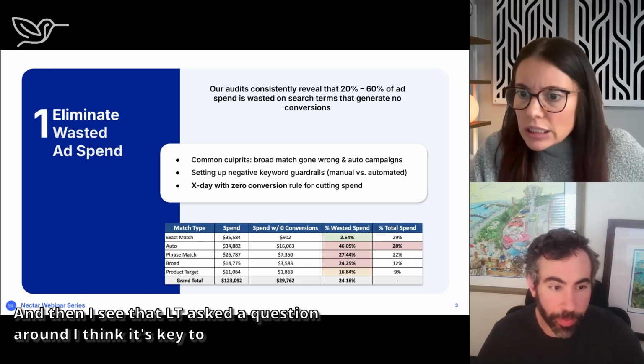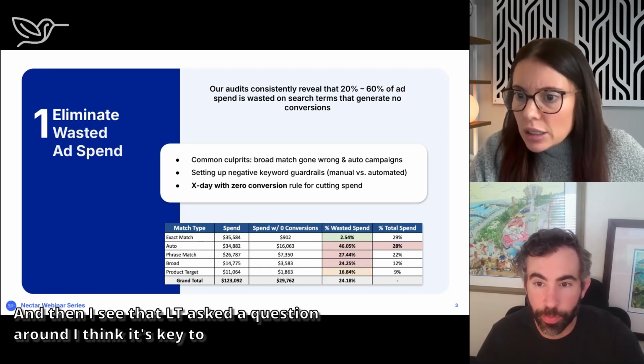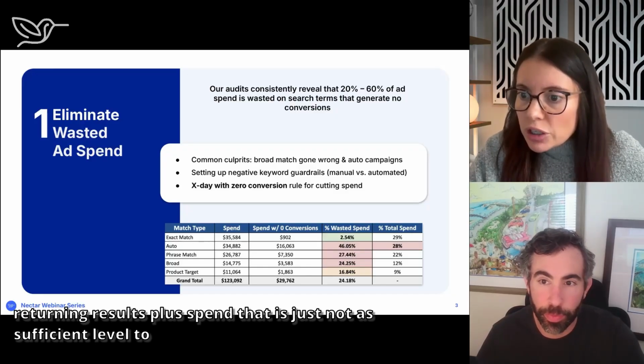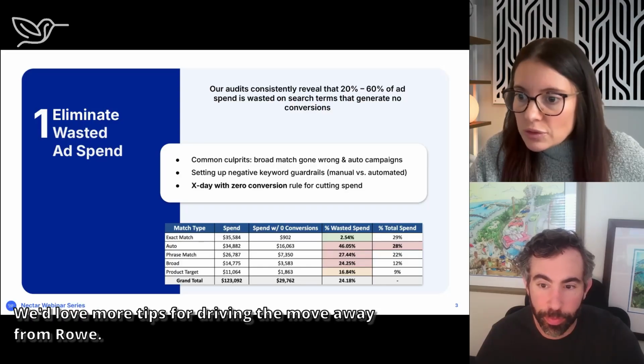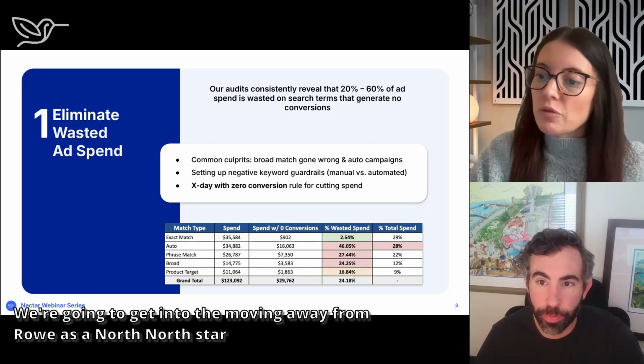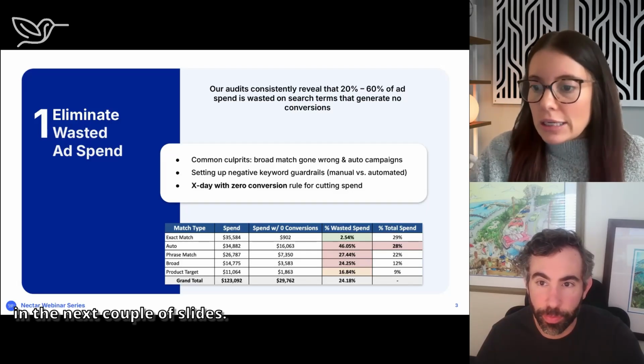And then I see that LT asked a question around, I think it's key to break down wasted spend to buckets of spend that is not returning results, plus spend that is just not at a sufficient level to see results. Would love more tips for driving the move away from ROAS. We're going to get into moving away from ROAS as a North Star in the next couple of slides.